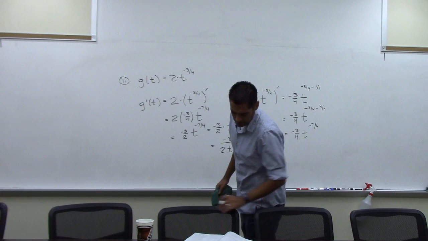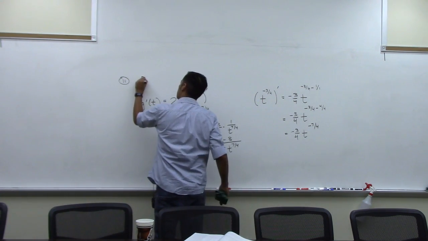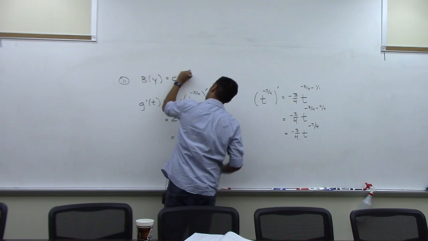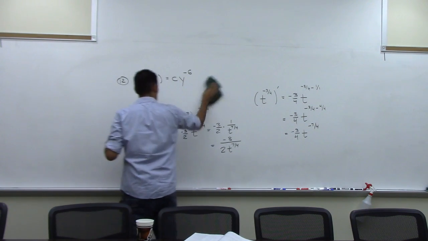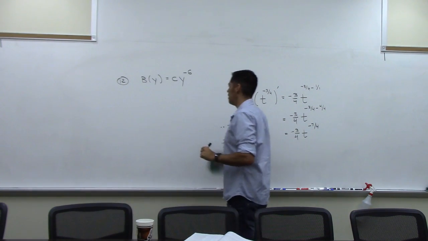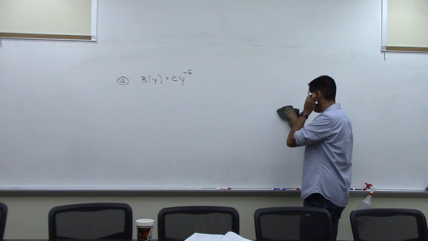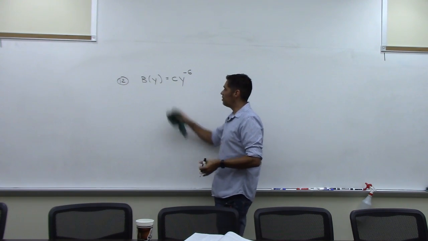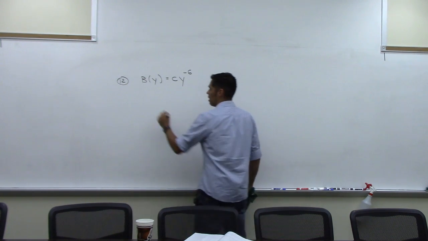All right, number 12, b of y equals cy to the negative 6. This is number 12. All right, so it's important for us to understand here that the independent variable in the problem is y. Then we have this c here. What's that? Well, that's just some constant. They're just not telling us what it is. So we'll treat it like a constant.